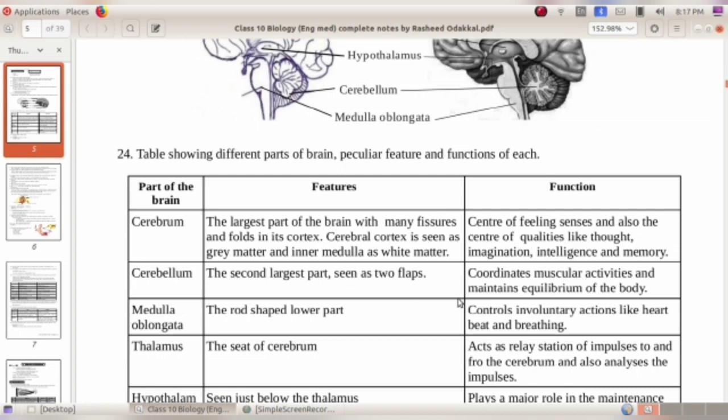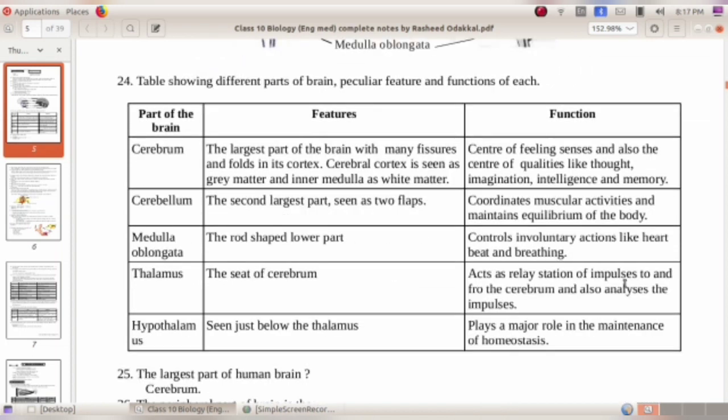Then the cerebellum, it is the second largest part. It coordinates muscular activities and maintains equilibrium of the body. And the medulla oblongata, it is a rod shaped part. It controls involuntary actions like heartbeat and breathing.